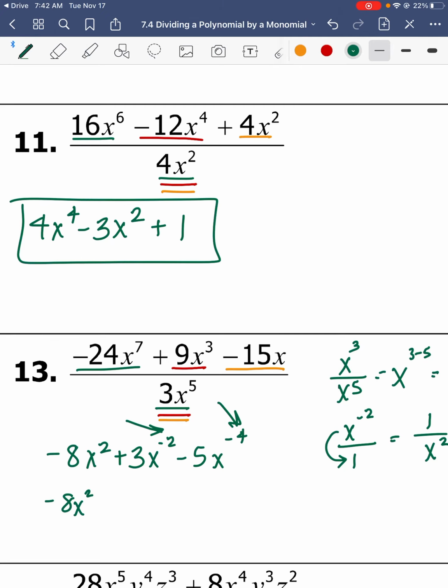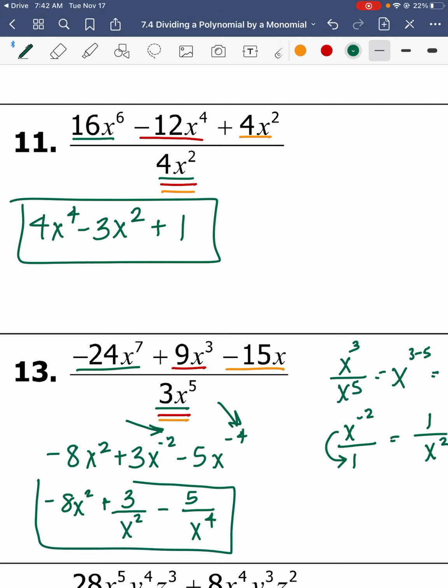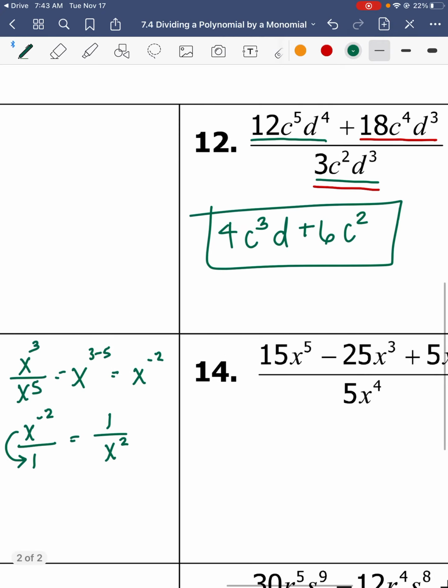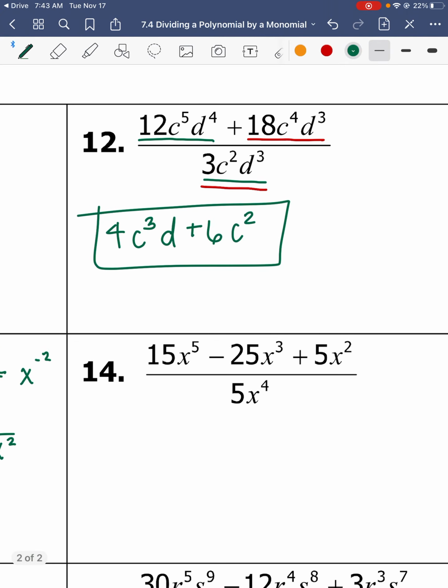Okay? So what this is going to look like is negative 8x squared, that's going to stay the same, plus 3 we said was going to stay in the numerator, and then we're going to put x squared in the denominator. This is going to be positive now, minus 5 stays in the numerator, and then x to the 4th will go in the denominator. And this is how we'll write our final answer there. Okay, and number 14.